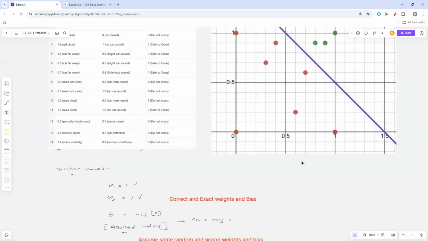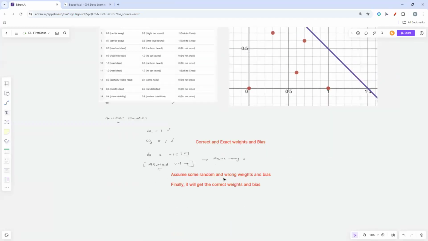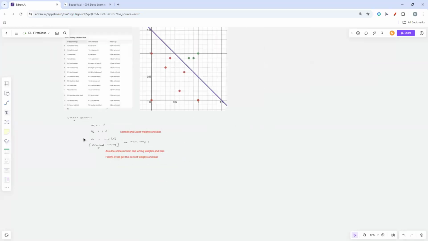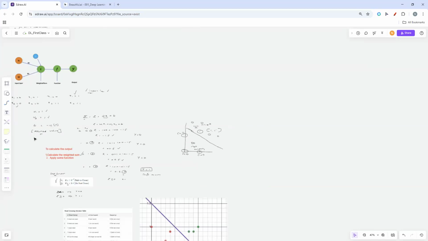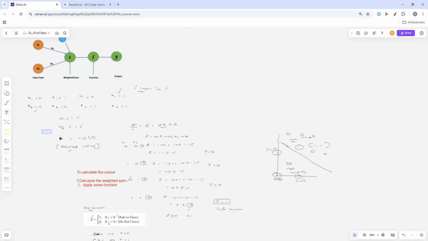Whatever the situation, your model will be assuming some random and wrong weights and biases in the starting, and it will calculate the loss in between, and finally it will get the correct weights and bias. So this is nothing but your model training. Whatever the model, be it a generative AI model, deep learning model, or whatever, this is how the model internally works.